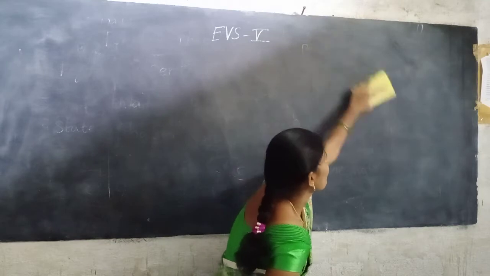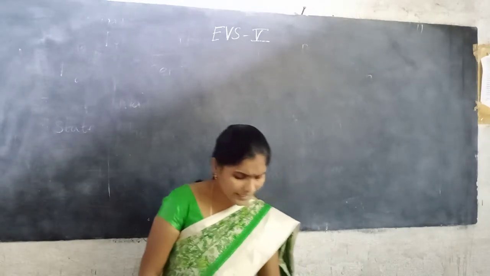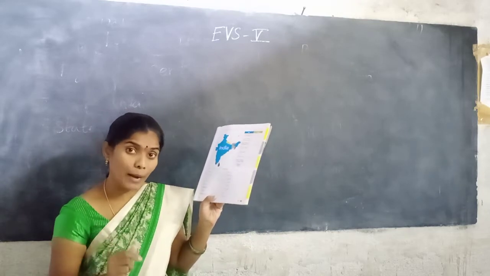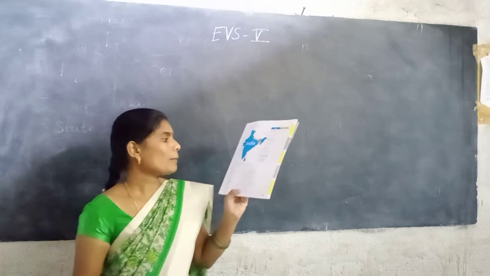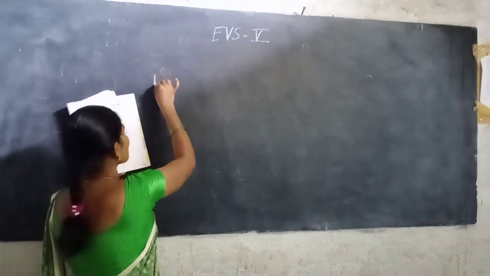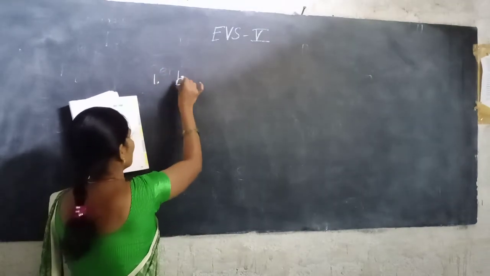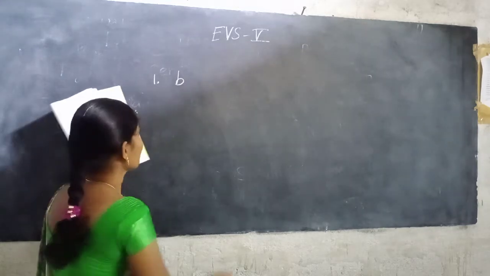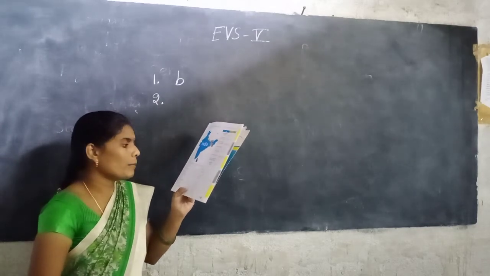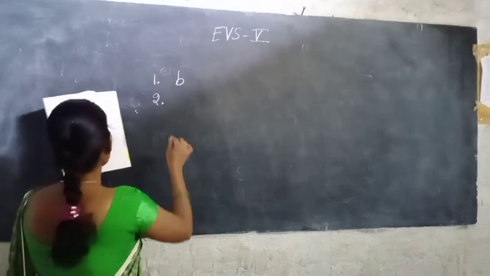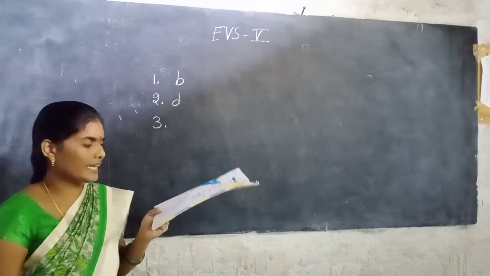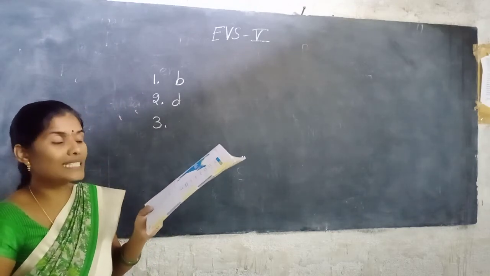Next, match the country to its capital or language. First one is Pakistan, Islamabad. D. Next, Myanmar, Burmese. D.